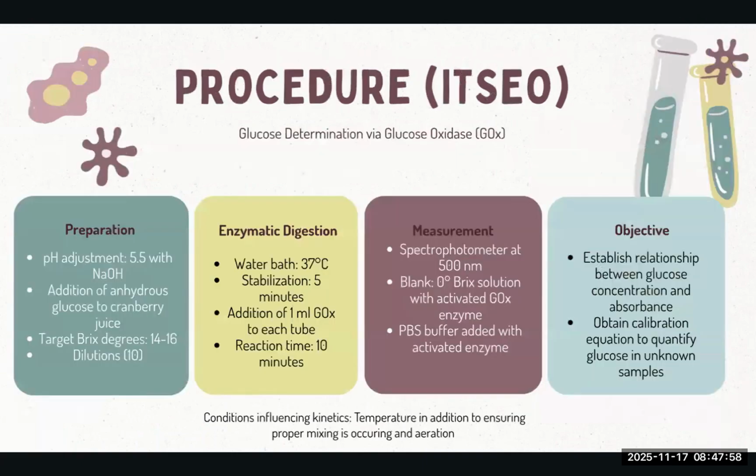And then, very similarly, our team at ITESO did an experiment that also included making a yeast culture, adjusting the pH, adding glucose and cranberry juice, and then reacting it and doing UV-vis, in addition to a glucose oxidase enzymatic kinetic test, which in turn measured the relationship between glucose concentration and absorbance. They were also able to obtain a calibration equation to quantify glucose in unknown samples.